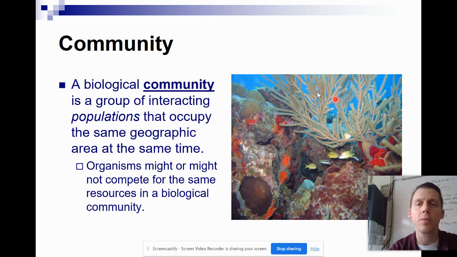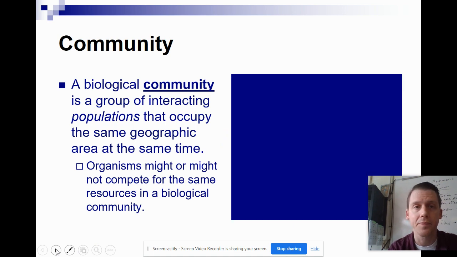Here on the right, we have an ecosystem of a coral reef, and we see there are different species of fish, different populations of fish, different populations of coral. There might be some turtles around. The coral are animals, different types of coral. There are sponges here. All those different populations make up a community.